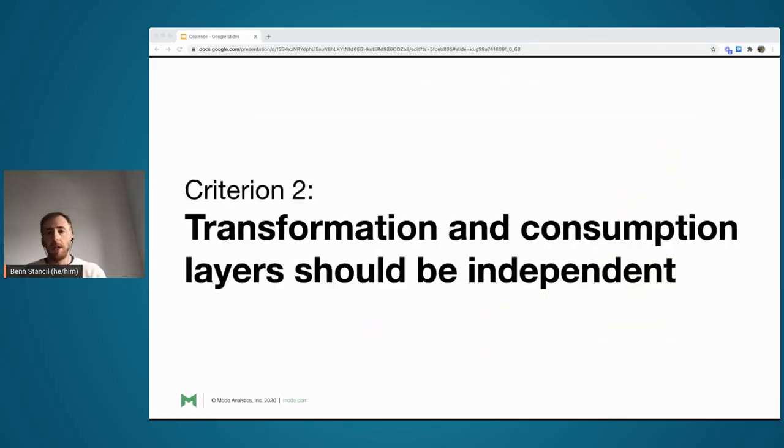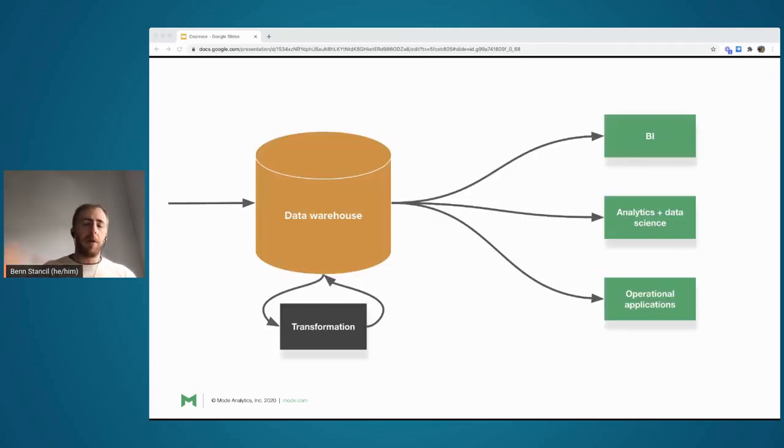The second criterion I want to talk about is that transformation and consumption layers should be independent. I want to talk about this one for a bit longer. I think this is a particularly important one and one that's a little bit harder to explain. To explain why, I want to focus on this part of the diagram. Modeling layers, the dbt or whatever else you're using, work because they serve as the canonical definition of your business logic. They define who we count as a customer, who we report on as revenue, what's an active user, all these ways that we understand our business. They define what that stuff means.